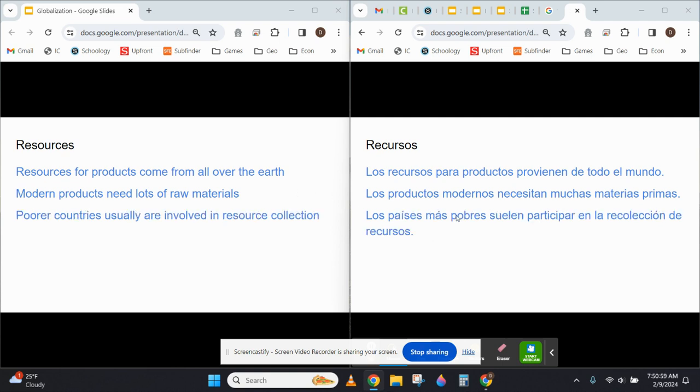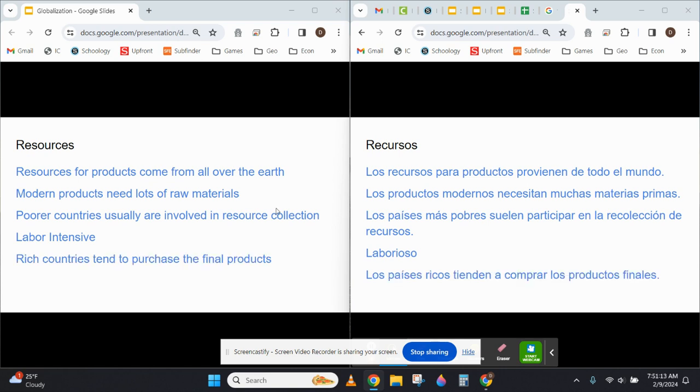This tends to be the poorest of countries. This tends to be really bad for your environment. It doesn't take a lot of skill. So people without education tend to do it, and they get paid very little. Rich countries are the ones who tend to buy the product. So the people who are destroying their environment, hurting their own people, getting paid next to nothing, rarely get to buy the final product.